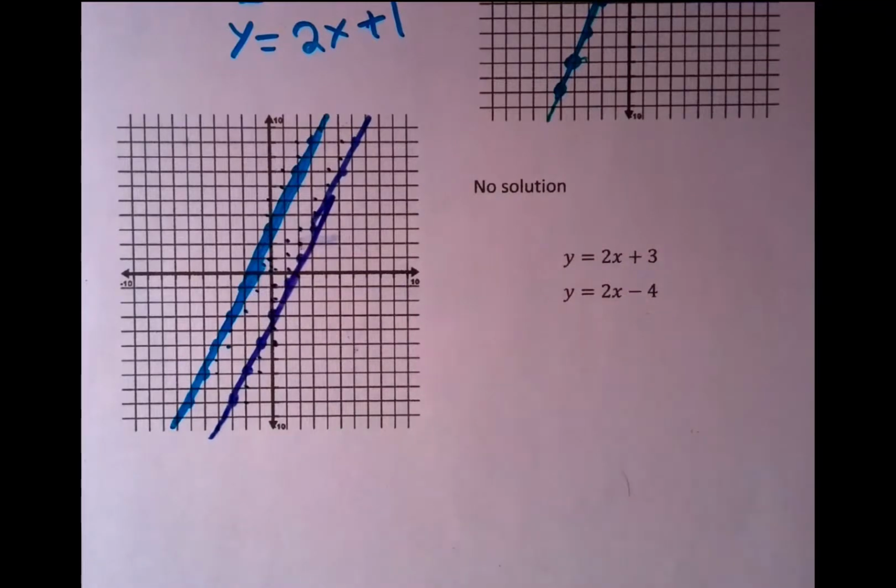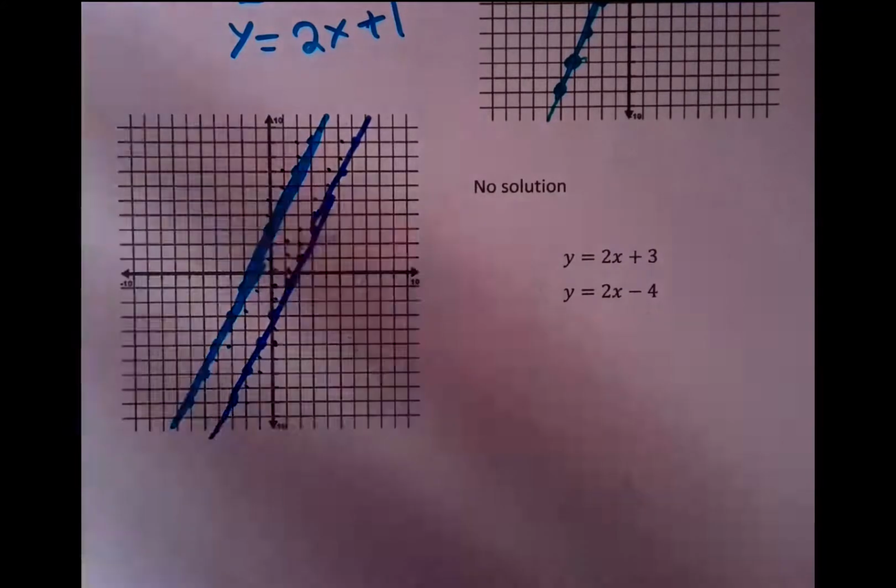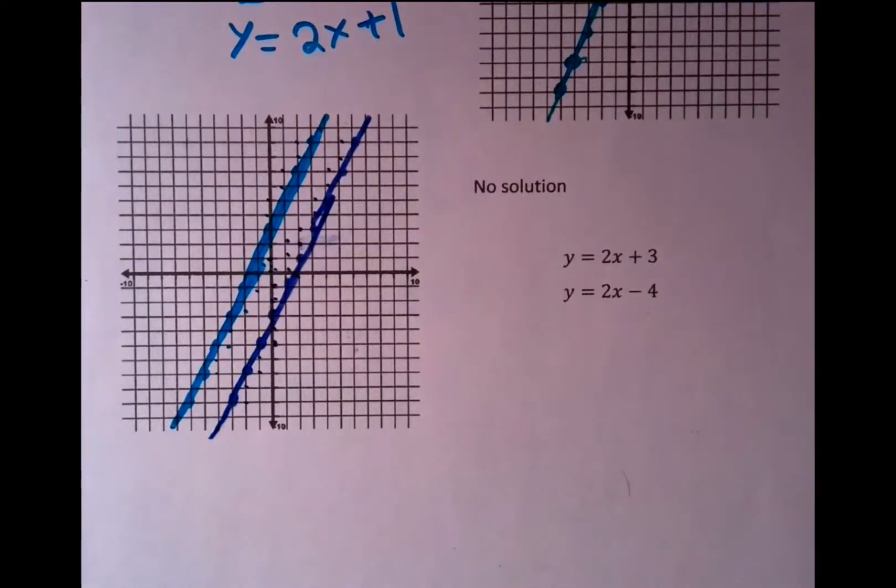Anybody remember what we called those lines? Parallel. Parallel lines never cross. So that's why they are no solution. All right, that's where I'm going to stop this one, and I will see you in the next.